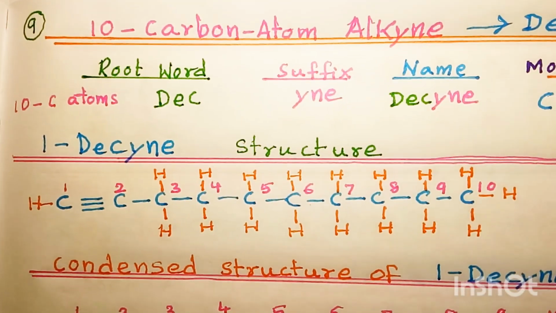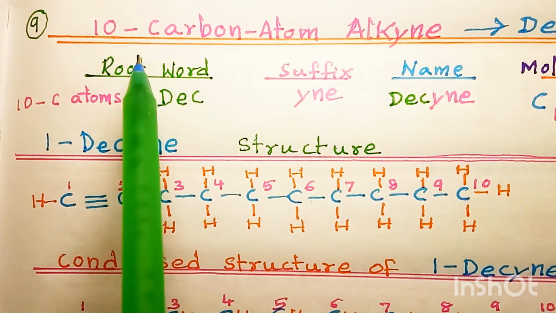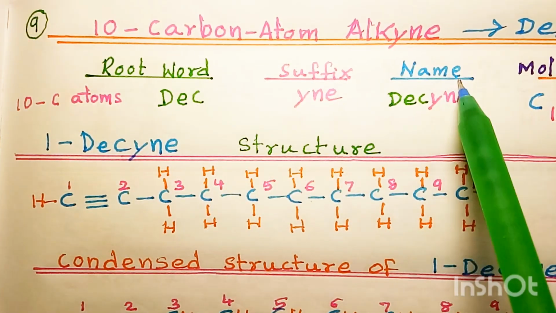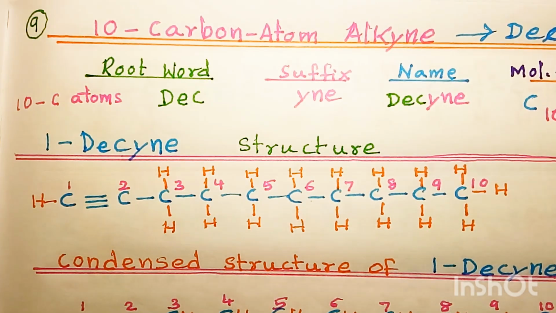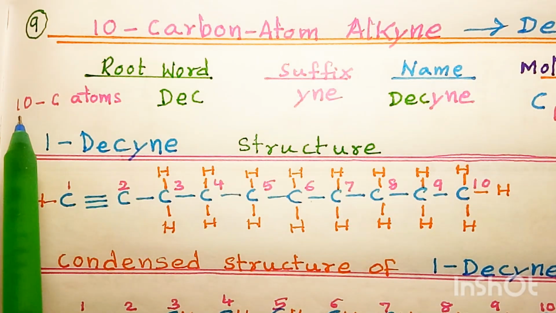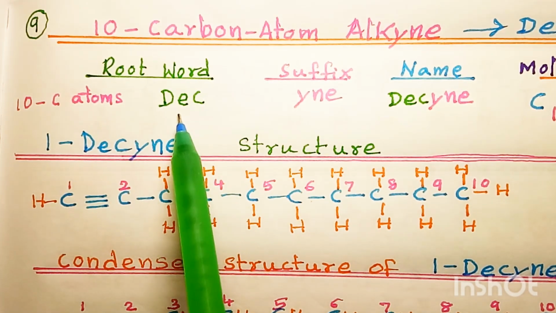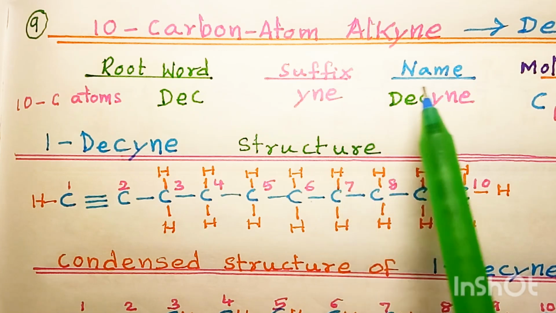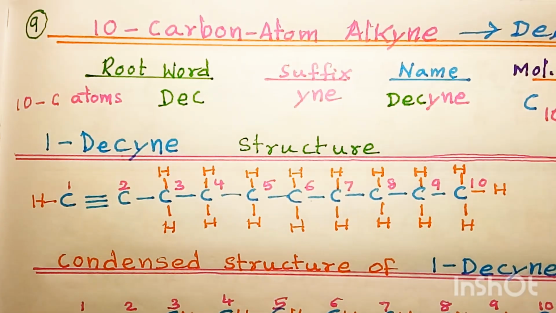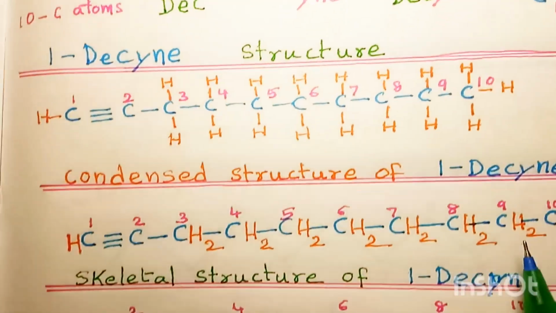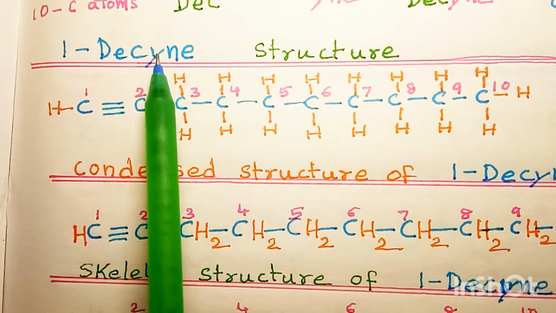open chain alkynes. The next member is the 10 carbon atom alkyne. Since it has 10 carbon atoms, it is called decyne, because the root word for 10 carbon atoms is dec and the suffix is -yne, so the name is decyne. Molecular formula is C10H18. Let us start with the structure of 1-decyne.